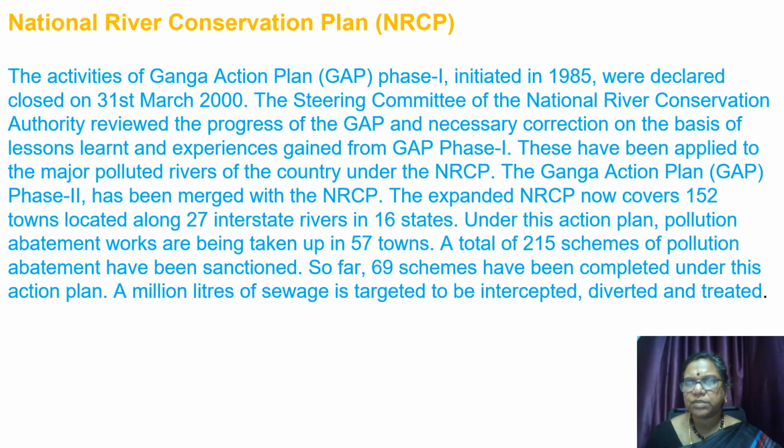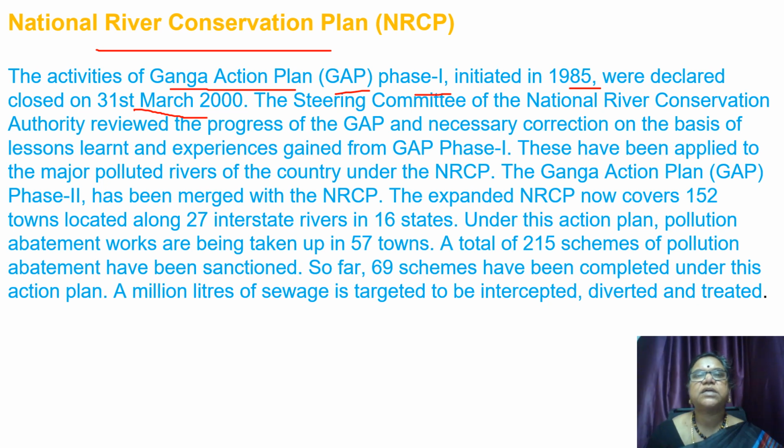When we talk about various plans that are come up by the government to clean rivers, the first one and the most important one is the National River Conservation Plan (NRCP). And we also come across Ganga Action Plan (GAP) Phase 1. It was initiated in 1985, and was declared closed on 31st March of 2000. The steering committee of the National River Conservation Authority reviewed the progress of GAP and necessary corrections on the basis of lessons learned and experiences gained from phase 1.